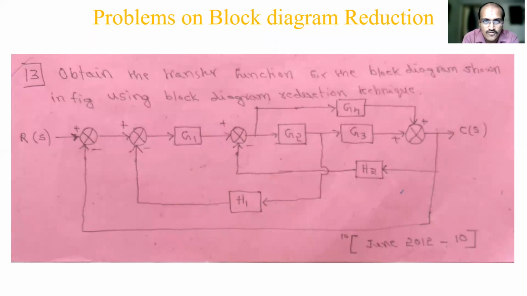Okay, so we'll discuss a problem on block diagram reduction. Obtain the transfer function for the block diagram shown in the figure using the block diagram reduction technique. You have R(s) and C(s). In between, you have G1, G2, G3, G4. Here you have H1, H2. So this is the problem.